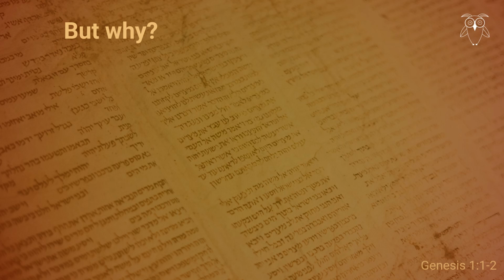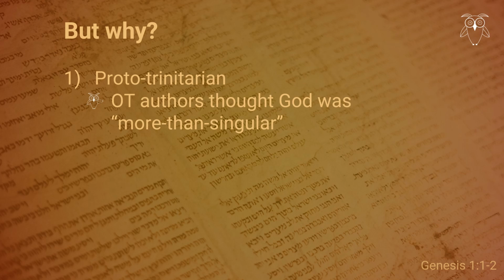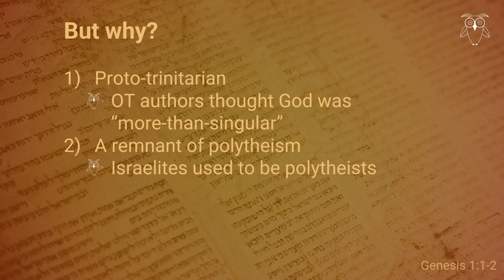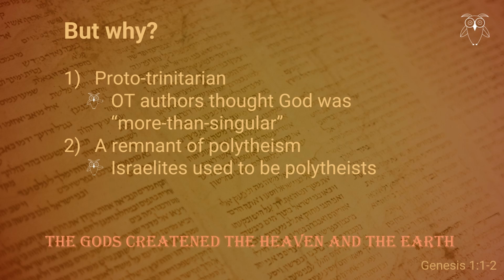But why a plural-looking word, rather than a normal singular-looking word? There are a few suggestions that people have come up with over the centuries. For example, some have come up with a proto-Trinitarian solution, where the Old Testament authors believed that there was something more than singular about God. Others, from a more critical school of thought, have suggested that it is a remnant of polytheism, where in an earlier time, the Israelites were polytheists, and Genesis 1 verse 1 would originally have read, "In the beginning the gods created the heaven and the earth."